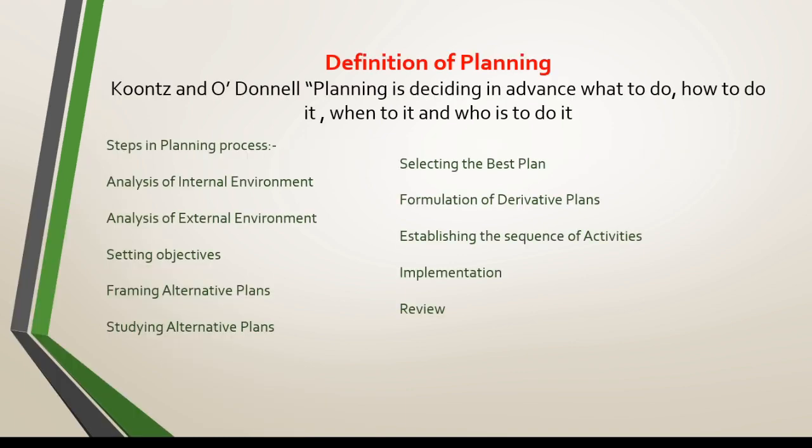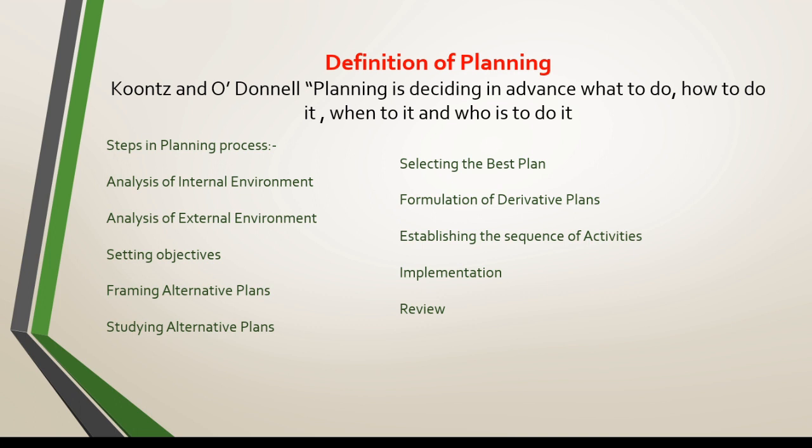Now we will study the definition provided by Koontz and O'Donnell. They are authors of the planning definition. They say planning is deciding in advance what to do, how to do, when to do and who is to do it. So planning is very much needed for accomplishment of objectives.